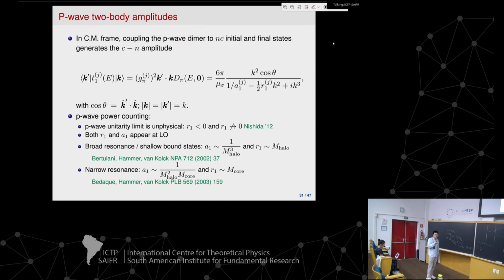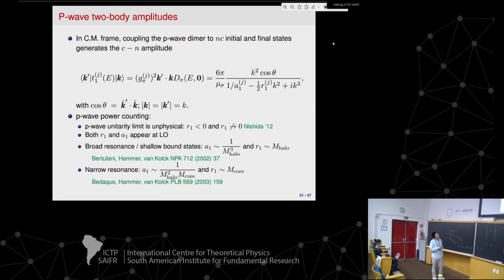So it's called zero range interactions. But for the p-wave, you cannot do that. It was proven by Nishida and others that for the p-wave, this R1 is always smaller than 0, and this R1 must not go to 0. If this goes to zero, your wave function will have a negative norm, which means it violates the causality conditions. Its probability is smaller than 1, so it's not possible.